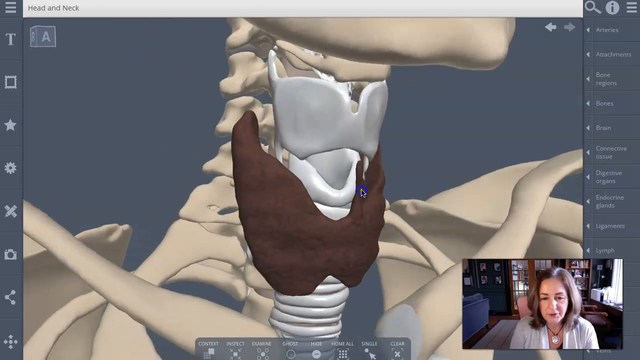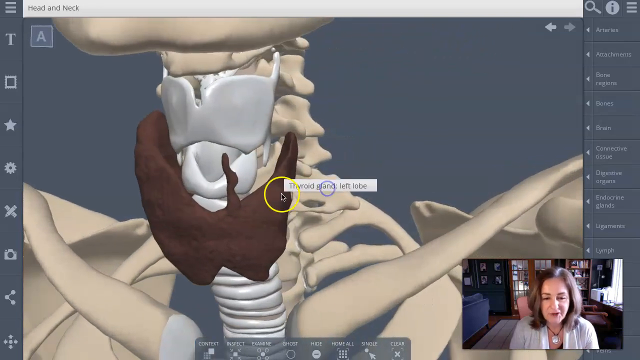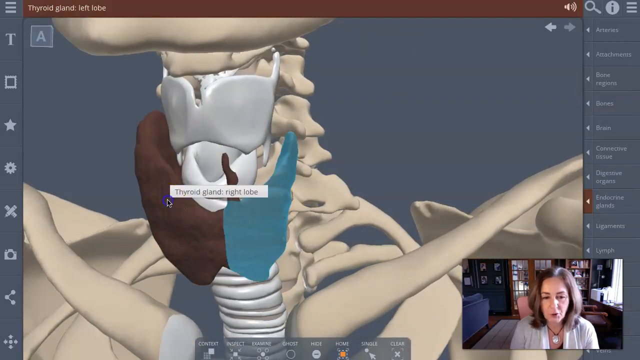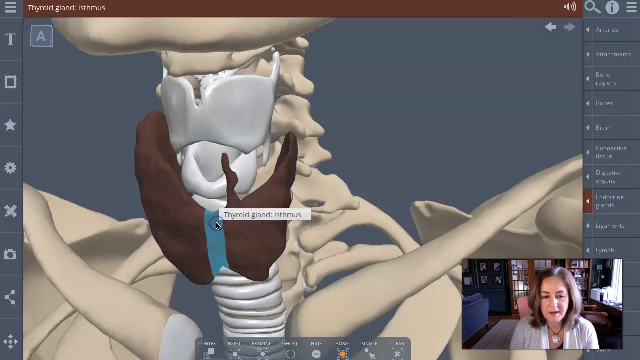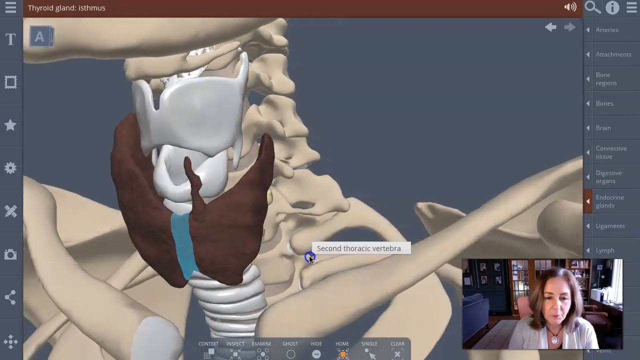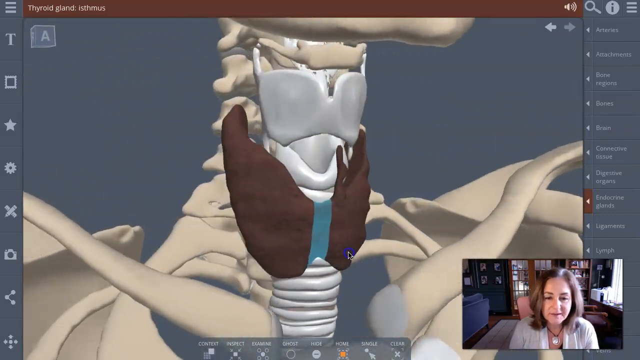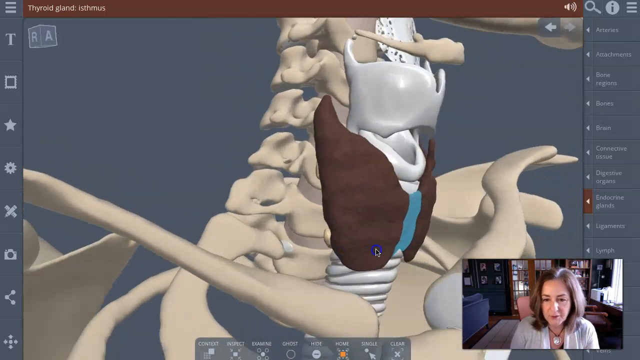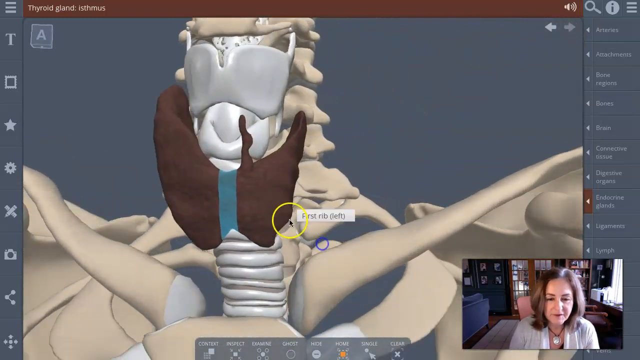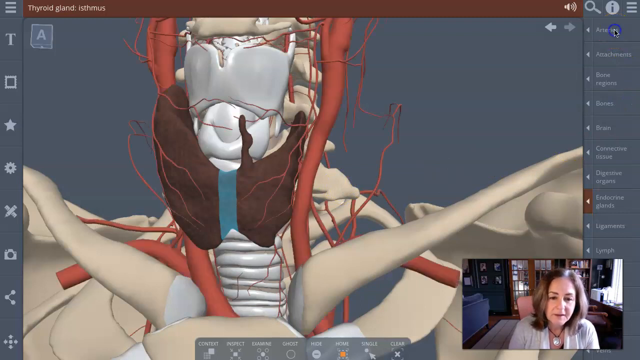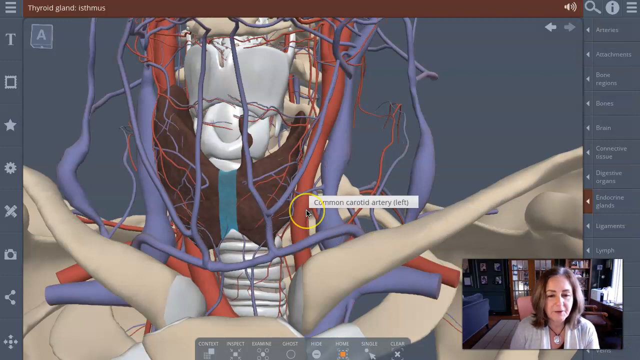And so the thyroid, you can see it's a kind of butterfly-shaped gland that's made up of a left lobe, a right lobe, and then that central piece is the isthmus. And the thyroid wraps right around the trachea. We'll be taking a look at the posterior surface of the thyroid in the next video, but you can see it's a very large gland, and I'm going to add arteries and veins to our model because I want to show you that it has a very rich blood supply.